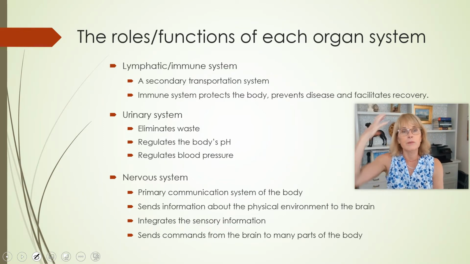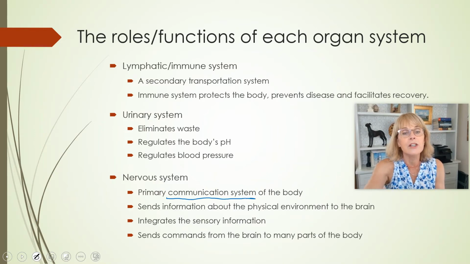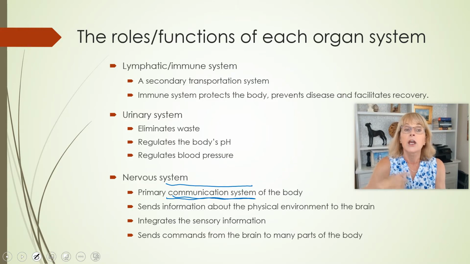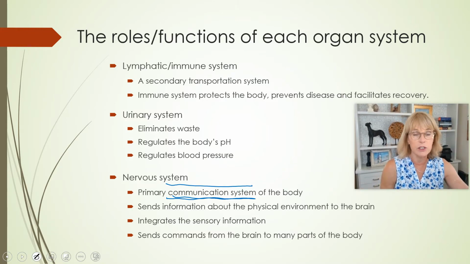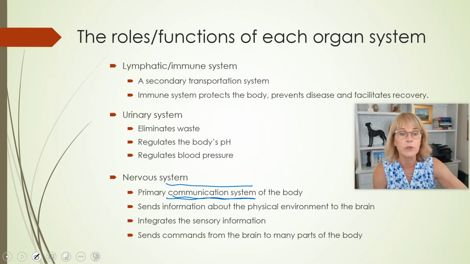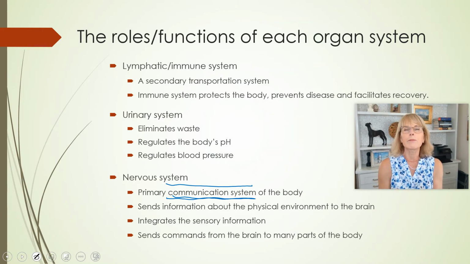The nervous system kind of starts with your central nervous system, the brain, and it is your primary communication system in the human body. The human body's got two communication systems, and the nervous system is the first one. And there are three basic things that the nervous system does.